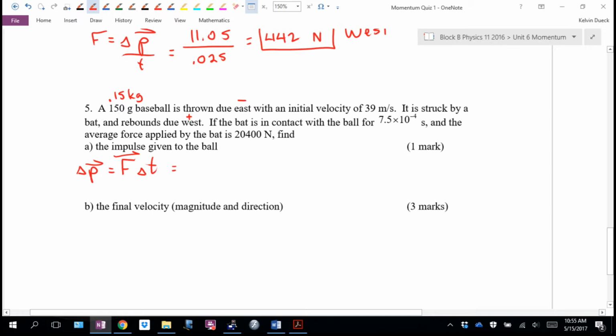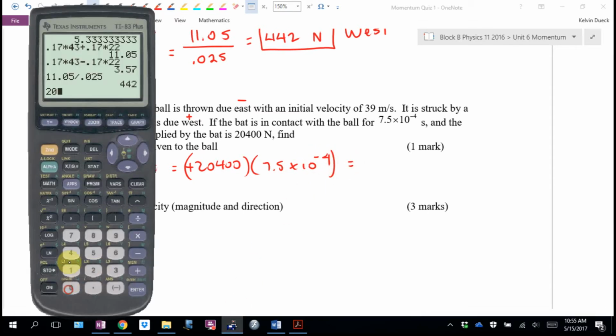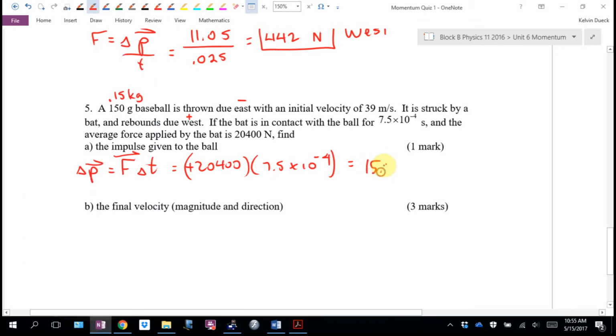What direction would the force be? I think the force would also be in the west direction, so I'm going to call it positive 20,400. Time, 7.5 times 10 to the negative 4 seconds. So 20,400 times 7.5 times 10 to the negative 4. Do you get an impulse of 15.3? I'm going to write newton seconds, but if you wrote kilogram meters per second, totally fine with that.